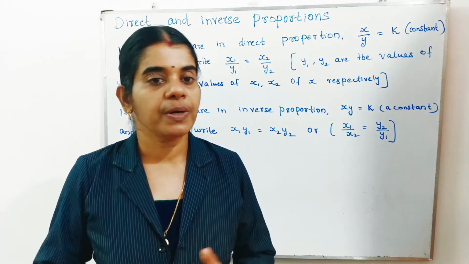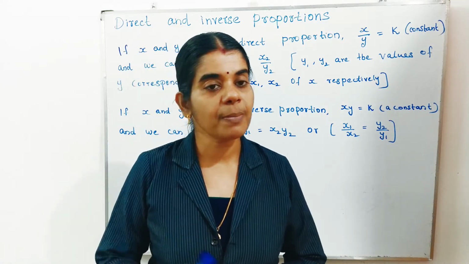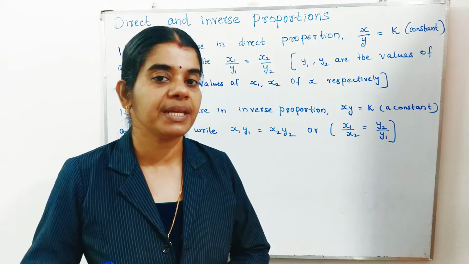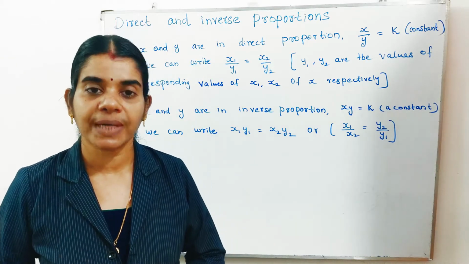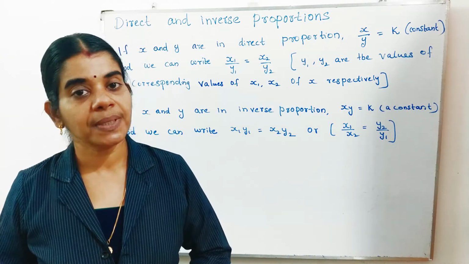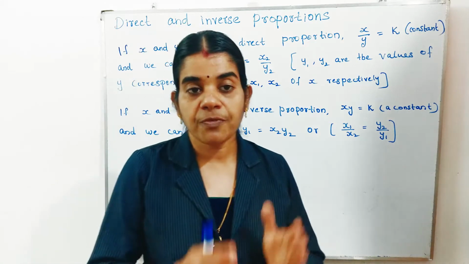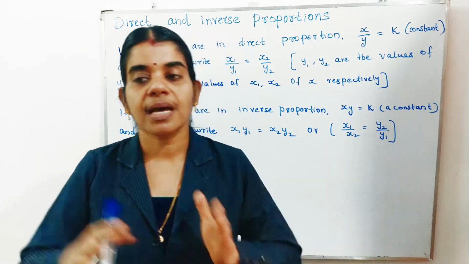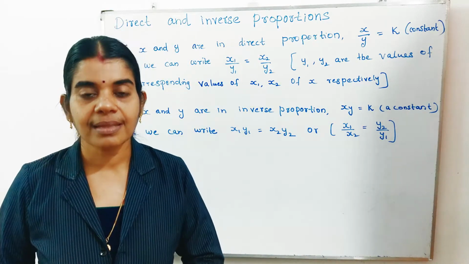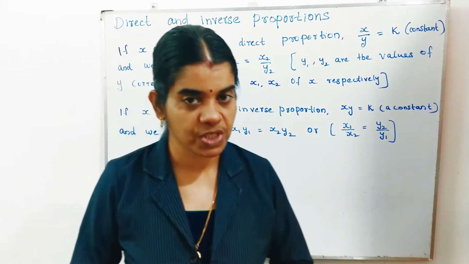First we want to understand. Suppose you are going to a shop and buying some items. If the number of items increases, what will happen to the total cost? That will also increase. If one quantity increases, the other also increases. That is known as direct proportion.